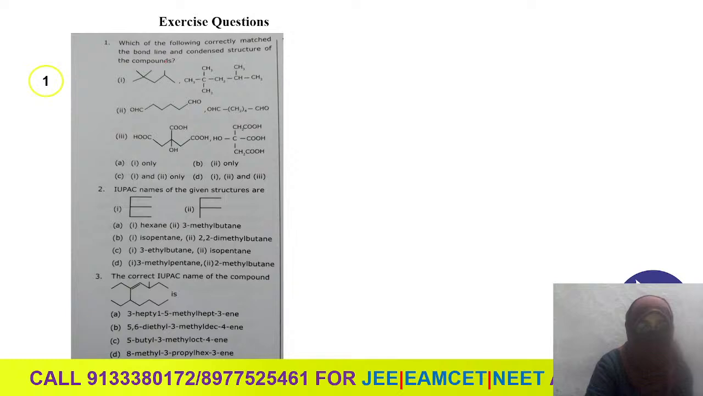So the question now here is, which is the first question? Let us practice the first question. Please answer if you are getting. That will be better. Which of the following correctly match the bond line and condensed structure of the compound? They are giving this side as bond line formula and this side they are giving the condensed structure. They are asking which one is right.